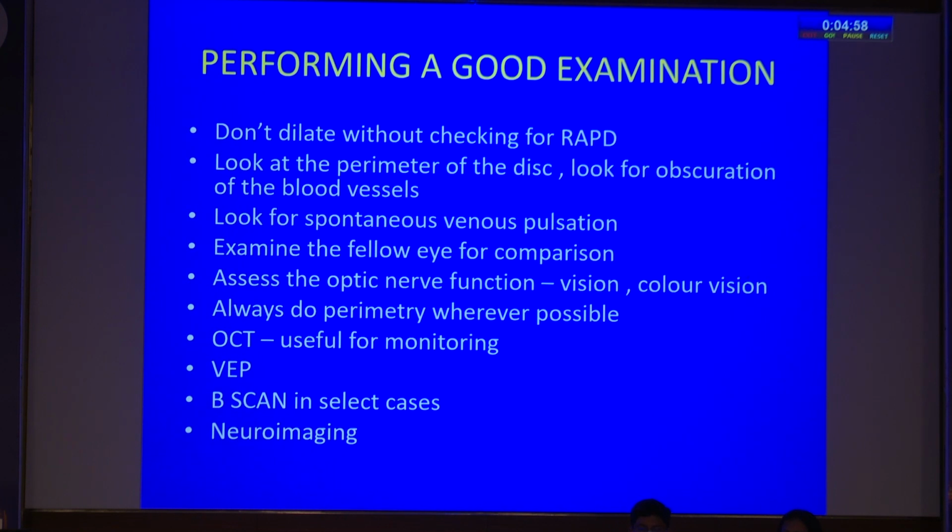Always do a perimetry wherever possible. Again, this point is important because a lot of us think that, okay, if the vision is very less in the affected eye, we don't need to do the perimetry, but we still need to do the perimetry to document what the situation is in the other eye. OCT, VEP, and B-scan neuroimaging are other tools for a good examination.